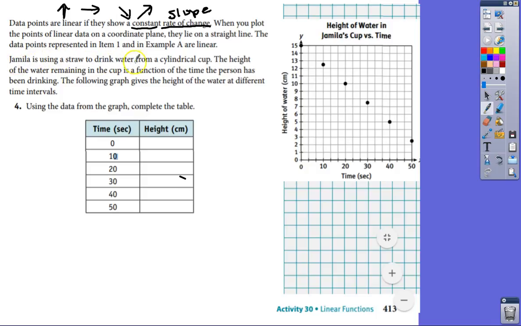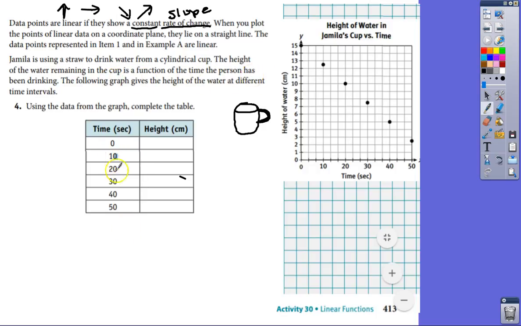Jamila is using a straw to drink water from a cylindrical cup. The height of the water remains... First of all, can we just point out all cups are usually cylindrical? So we got our cup here. I put a mug, a little handle. Okay. Cylindrical cup. The height of the water remaining in the cup is a function of the time that the person has been drinking. The following graph gives the height of the water at different time intervals.